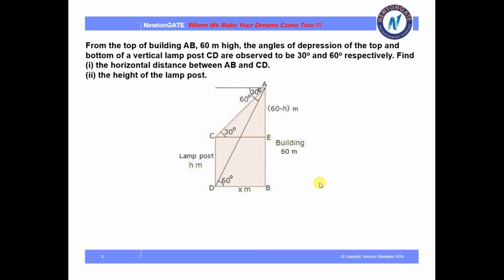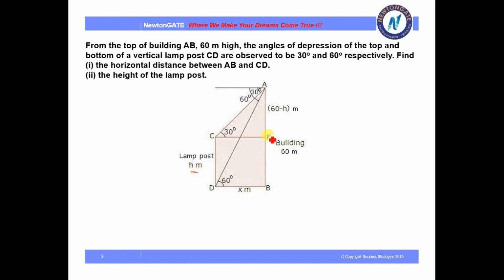So the next example. The question says: from the top of a building AB, 60 meters high, the angles of depression of the top and bottom of a vertical lamp post CD are observed to be 30 and 60. Find the distance between AB and CD and the height of the lamp post. AB is 60 meters, the building's height, and the height of the lamp post we need to find. So we took the height of the lamp post as h meters.